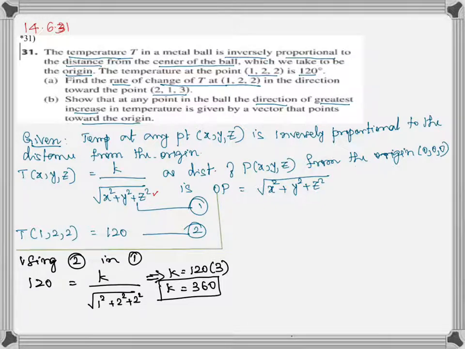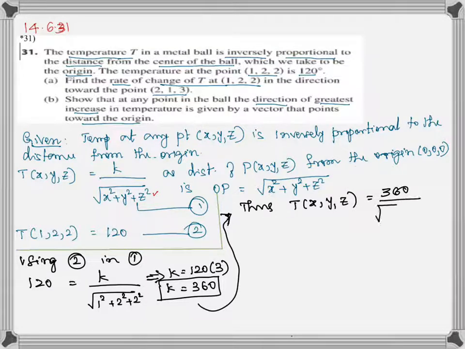So we can put this back into the original expression for T. We can replace the value of k by 360 in 1. So T of x, y, z now becomes 360 divided by the square root of x squared plus y squared plus z squared. So this is the temperature function now. The numerator here is 360.